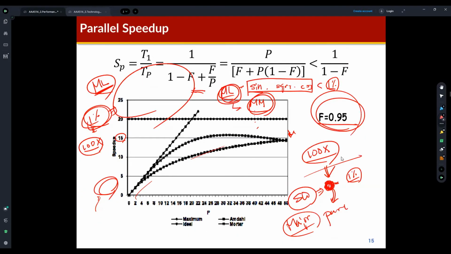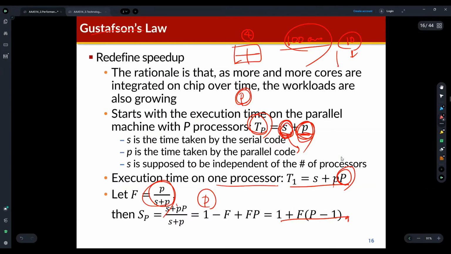But I said Amdahl's law assumes that the problem size is constant, but it's not true actually in the real world. If we apply the multi-core architecture, then the problem size applied to this multi-core architecture can also change. So that's what Gustafson's law says.